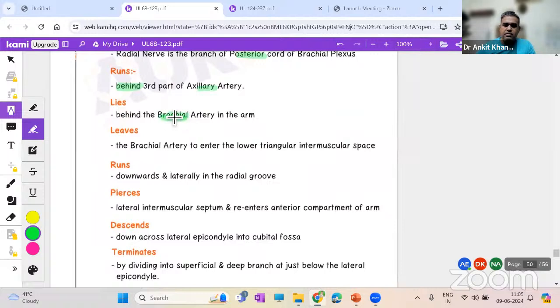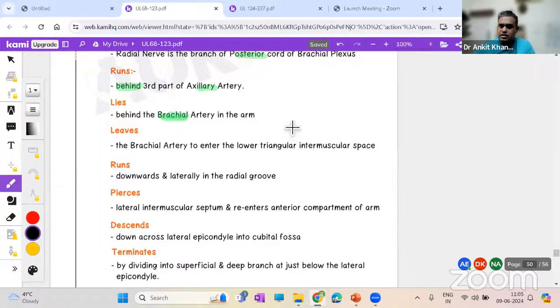Then it leaves the brachial artery, and you should know which of the three spaces it passes through. The spaces that we did yesterday: the quadrangular, and the upper and the lower triangular. Remember, it passes through the lower triangular intermuscular space around the scapula or the shoulder region. Then as the nerve goes into the arm posteriorly, it passes through the radial groove. The groove name is based on the content of the radial nerve. The radial groove is also known as the spiral groove.